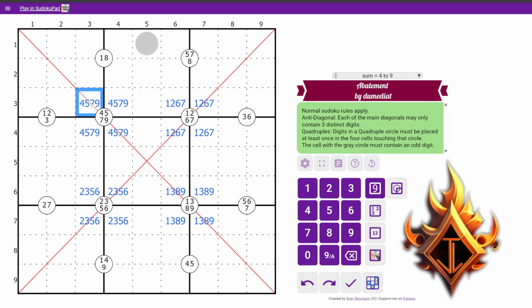So, this number has to be one that is also in this quadrant, and the only one of those is 9. So that must be 9. And that's because any of those would have had to end up in the middle, and then end up in these two, and then end up again there.